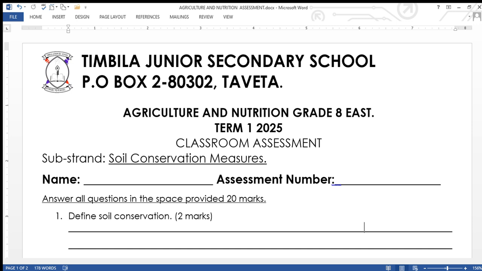Now, this was the assessment that we did yesterday, and today I have come, we revise together. This is a classroom assessment, and we did it at the end of this substrand, soil conservation measures. You are required to write your name and assessment number. The instructions were to answer all questions in the space provided, and that assessment was 20 marks.